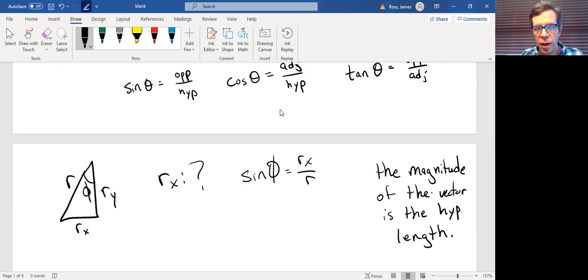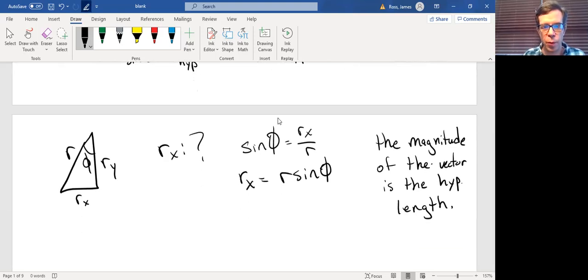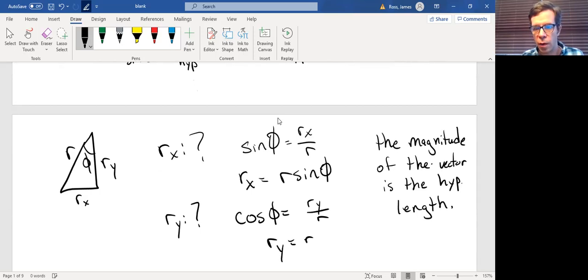So if we wanted to find Rx, then we would just multiply by R and we would have R sine phi. Similarly, we would do the same thing for Ry. It's the adjacent, so cosine phi is Ry over R, and you get that Ry is R cosine phi.